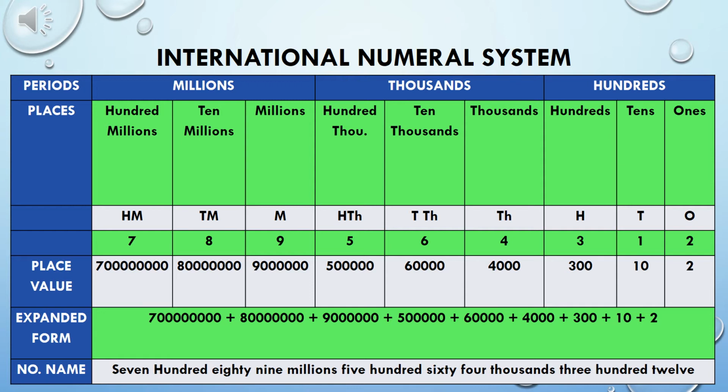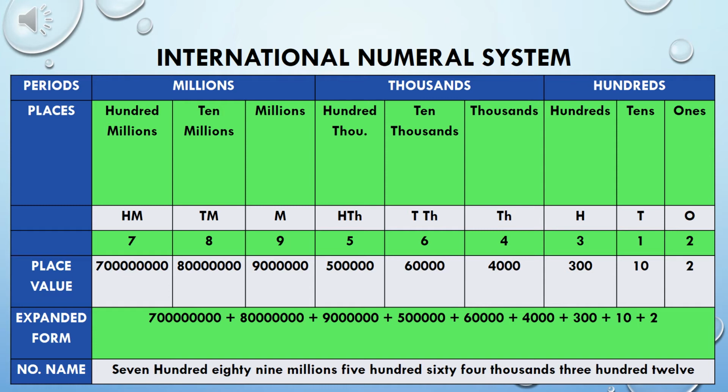Now, revising the international numeral system, we have the hundreds, thousands, and millions periods when we talk about from right to the left. The places that we have are ones, tens, hundreds, thousands, 10,000s. Now, here in international numeral system, we have 100,000, millions, 10 millions, and 100 millions as we go from right to the left. So if we have 7 in the place of 100 million, the place value would be 700 million. The place value of 8 would be 80 million.